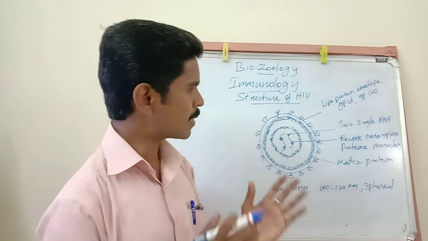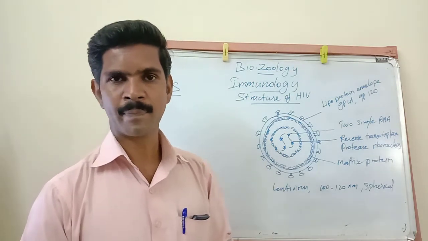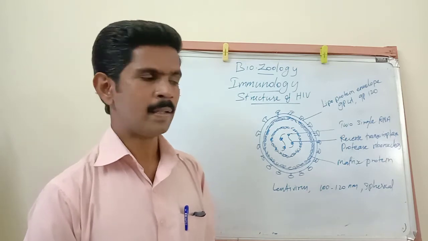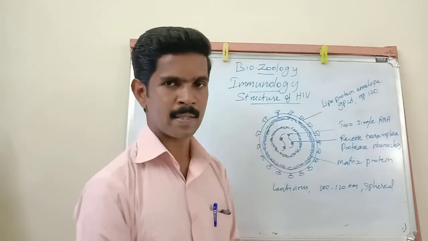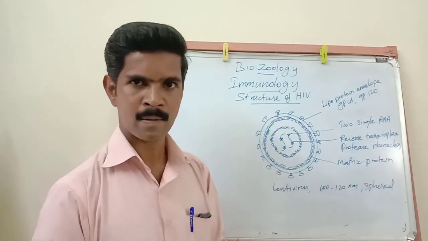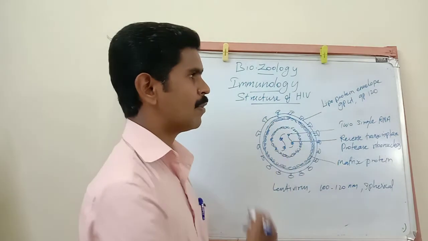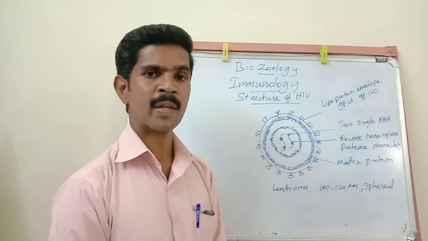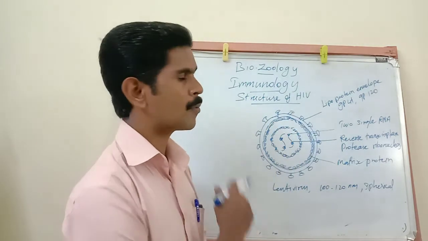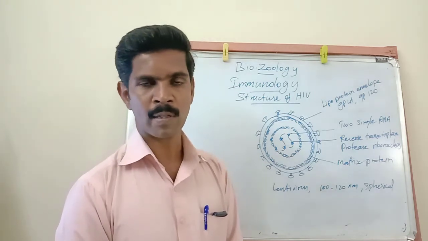Then listen very carefully. Like all the other viruses, in the HIV virus also, in the center region the core nucleus is present. Then the outer surface of this HIV virus is covered with an envelope. The name of this envelope is lipoprotein envelope.